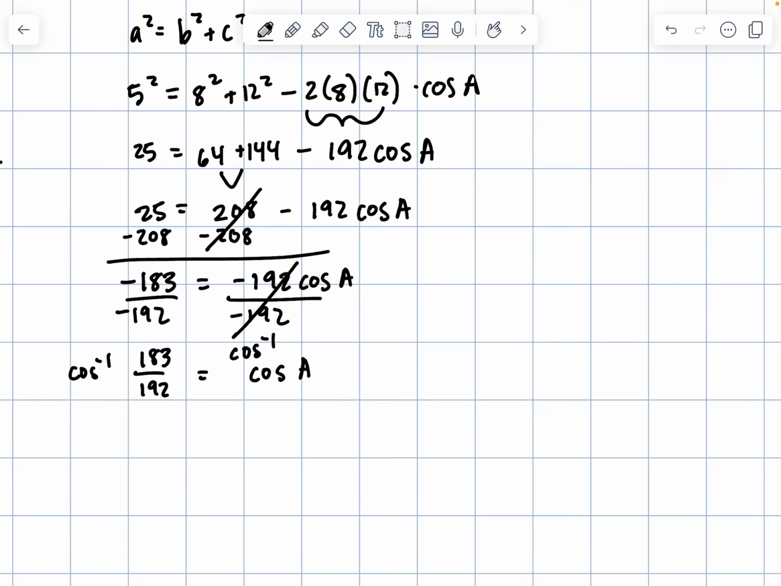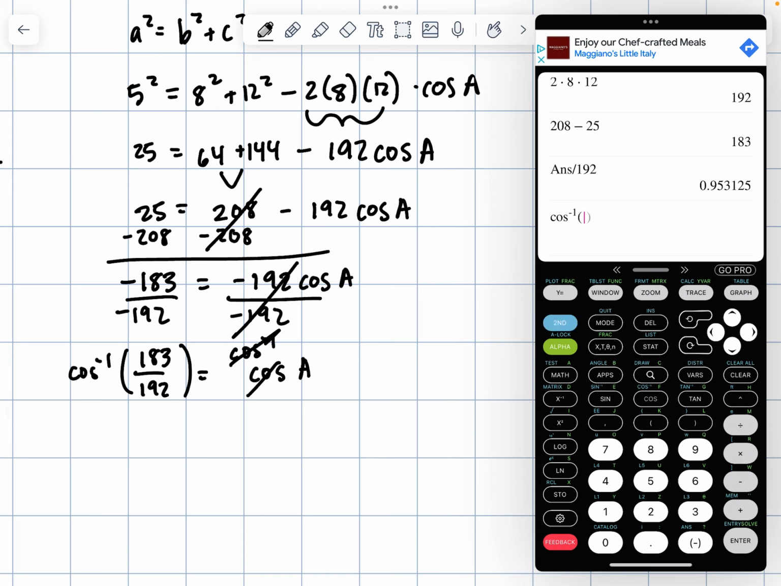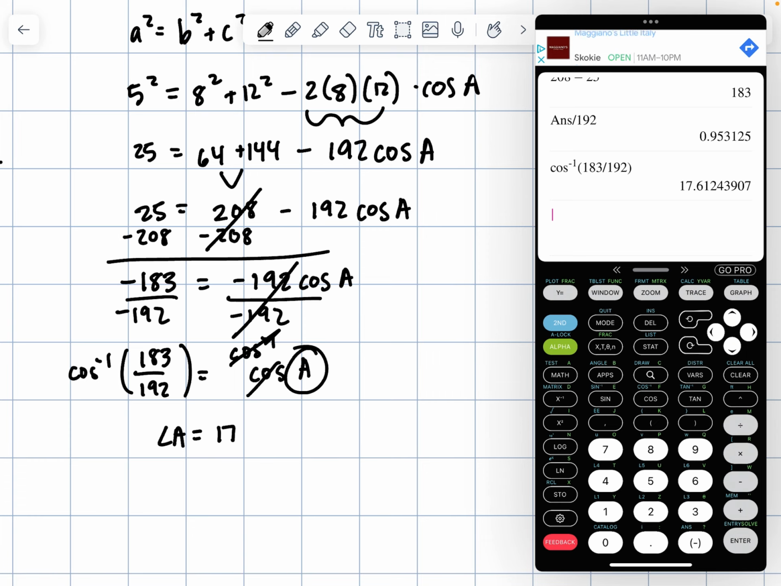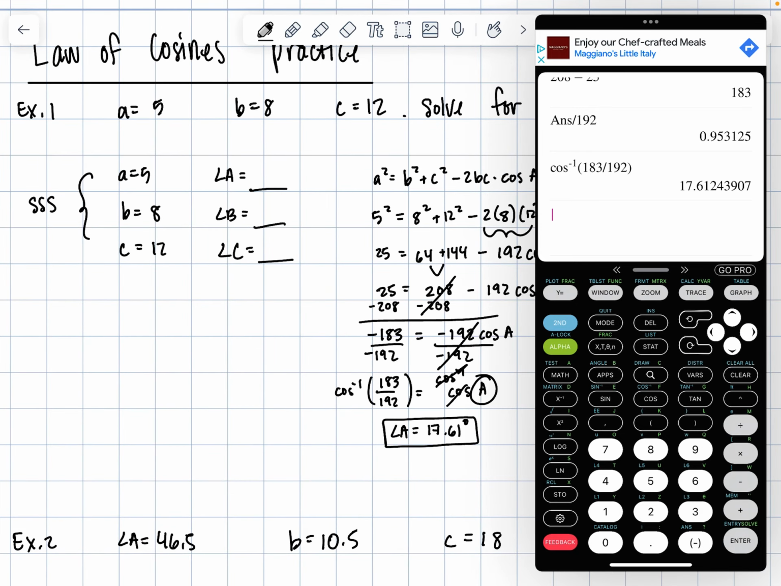Inverse cosine, and this is the reason why I say leave it as it is, because you're going to get the most accurate answer if you leave this fraction as it is. So plugging this in, inverse cosine of 183 divided by 192, and we get a value, an angle, because we're solving for angle A. Angle A is now equal to 17.61 degrees. Okay, and I'm going to plug that in here, 17.61.